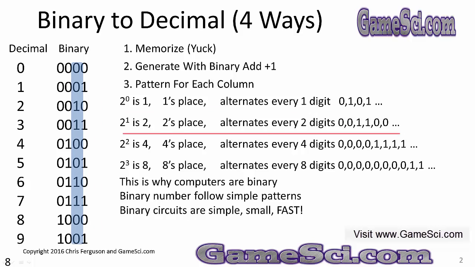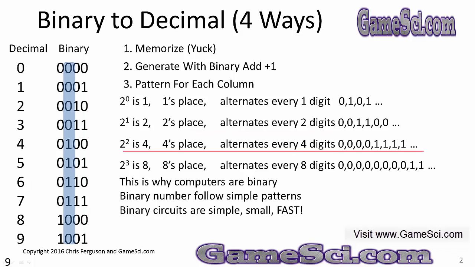Go to the next column. 2 to the first is 2, or this is the twos place. The ones in this column represent the value 2. This one alternates every 2 digits. Look closely. 0, 0, 1, 1, 0, 0, 1, 1, 0, 0, 1, 1. On to infinity. These will alternate every 2 digits because it is the twos place.